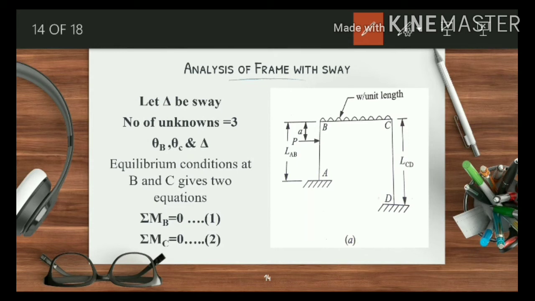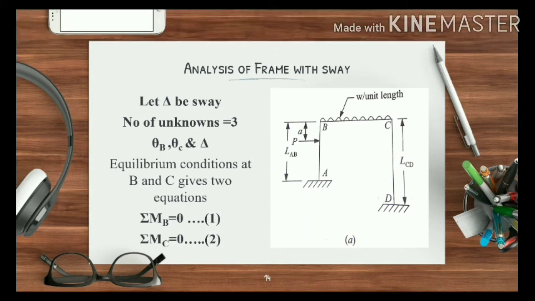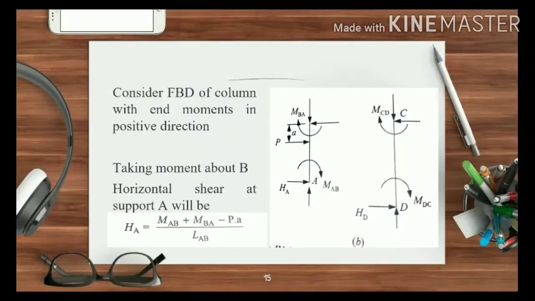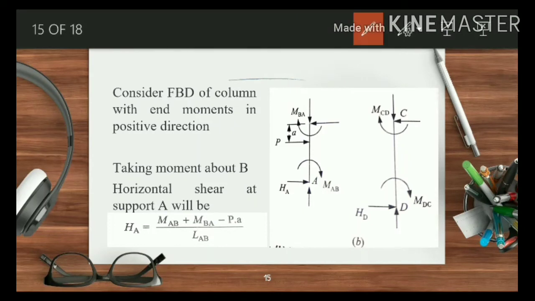For a sway frame, to get the third equation, consider the free body diagram of the columns AB and CD. So first consider the free body diagram of column AB. Here at the support A there is a fixed end. So due to this fixed end there are horizontal, vertical and moment reactions. All are taken in the positive direction.